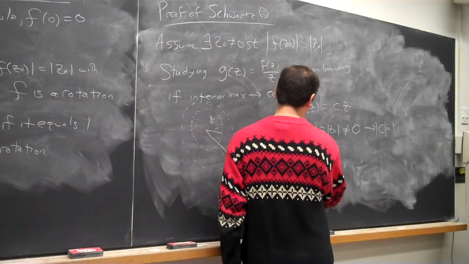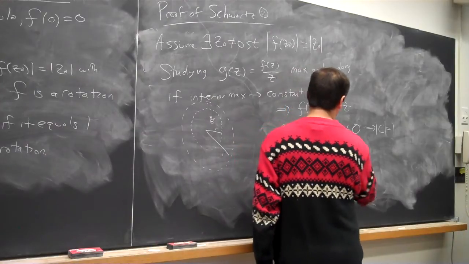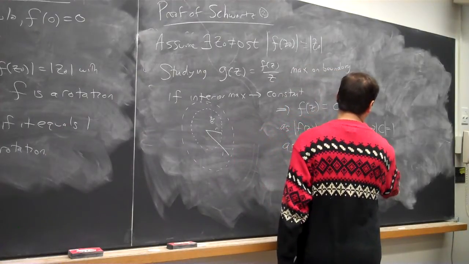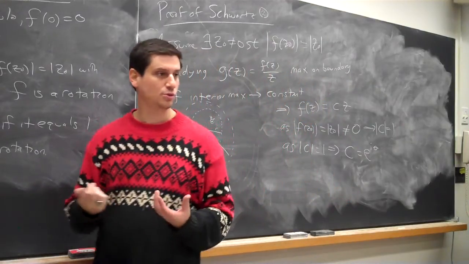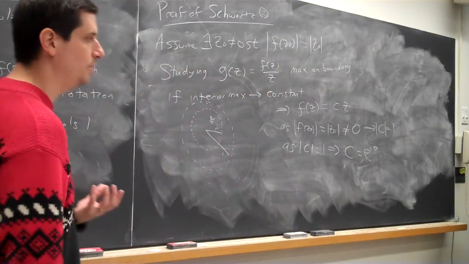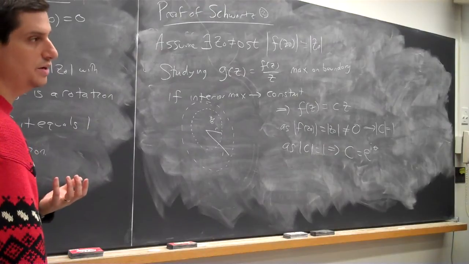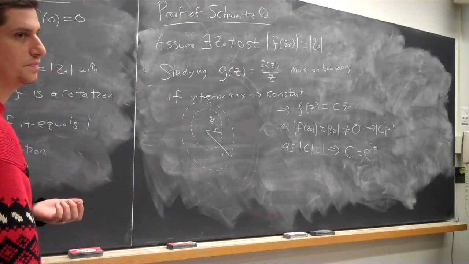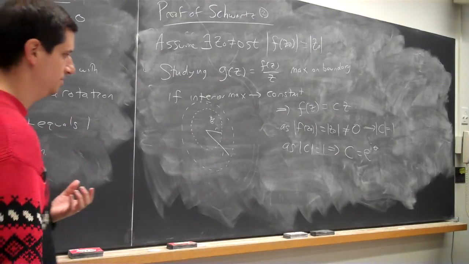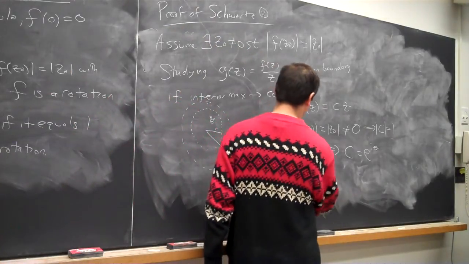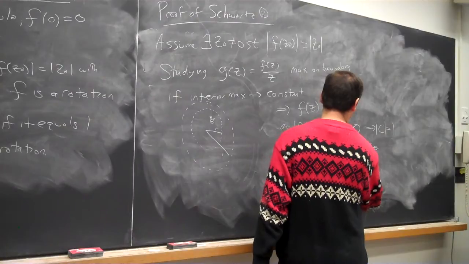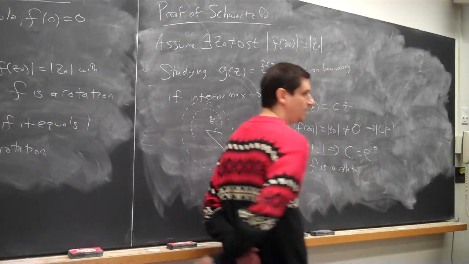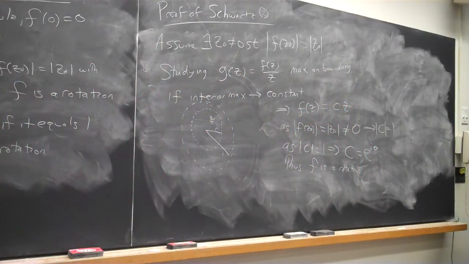So, as the absolute value of c equals 1, that implies I can write c as e to the i theta. Because when I write my complex number in polar form, the radius has to be 1 so that it has magnitude 1. And that's a rotation. So, thus, f is a rotation. Okay, 2 down, 1 to go.